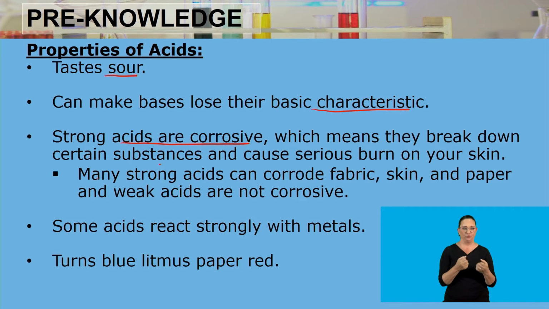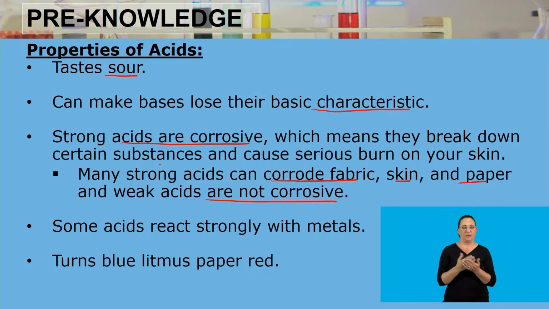We also know that many strong acids can corrode fabric, skin, and paper. And then we also know that weak acids are not corrosive. So we have strong acids and weak acids. Strong acids are corrosive, whereas the weak acids are not corrosive. Then some acids react strongly with metals. And then lastly, acids can turn a blue litmus paper to red. So when you dip a blue litmus paper into an acid, that paper is going to turn red.